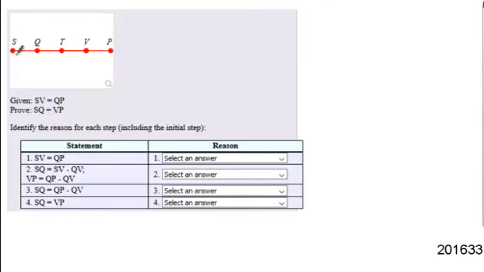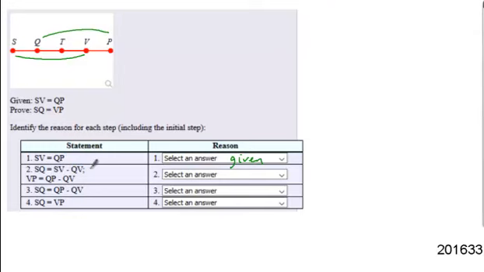My given is that SV and PQ, or QP, are equal. So I'm going to label that on my sketch first, on the diagram, and that is my given information. So find where that's given in my proof. Now when I look at the statements, I have SQ equals SV minus QV.